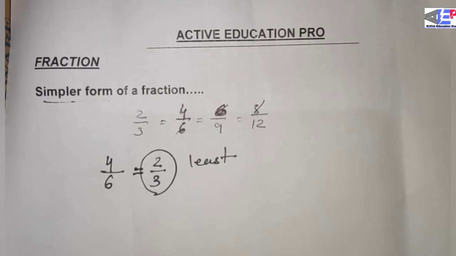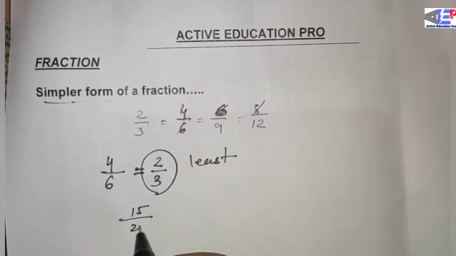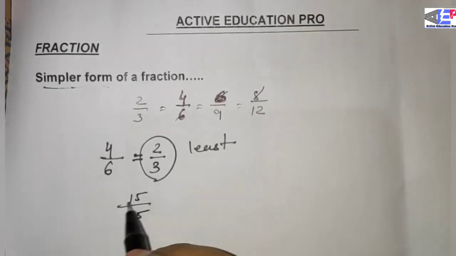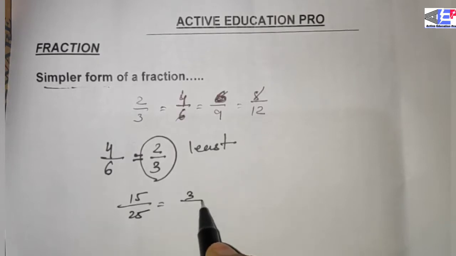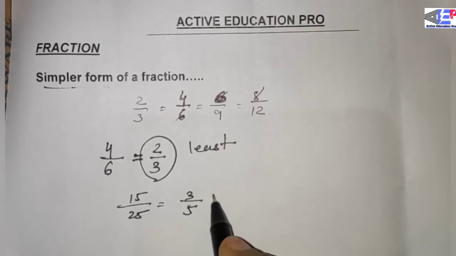Finally, if the numerator and denominator have a common factor, then you can find the simpler form. Suppose this is 15 by 25. You know the factors of 15 and the factors of 25. Both 15 and 25 are present in the 5 table, so you can cancel by 5. It will be 3 by 5, and 3 by 5 cannot be cancelled by any other number except 1. So 3 by 5 is the least form of 15 by 25.